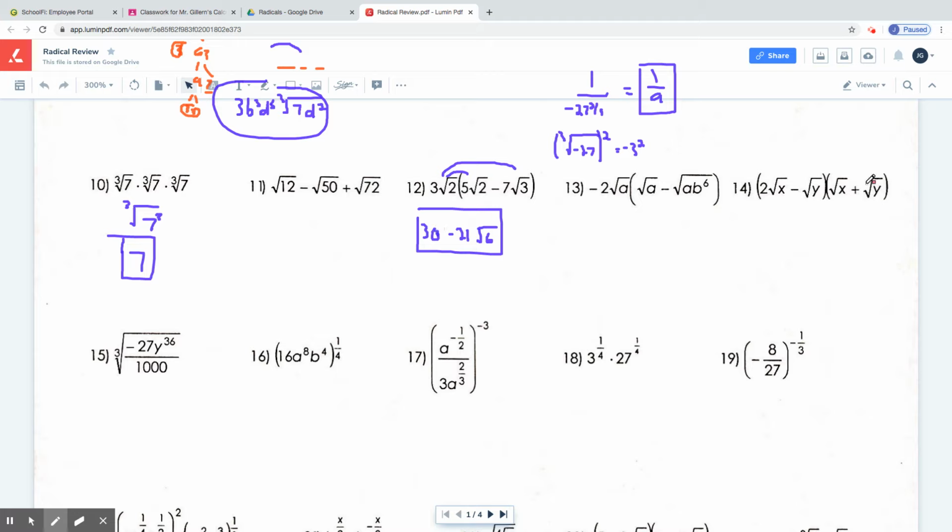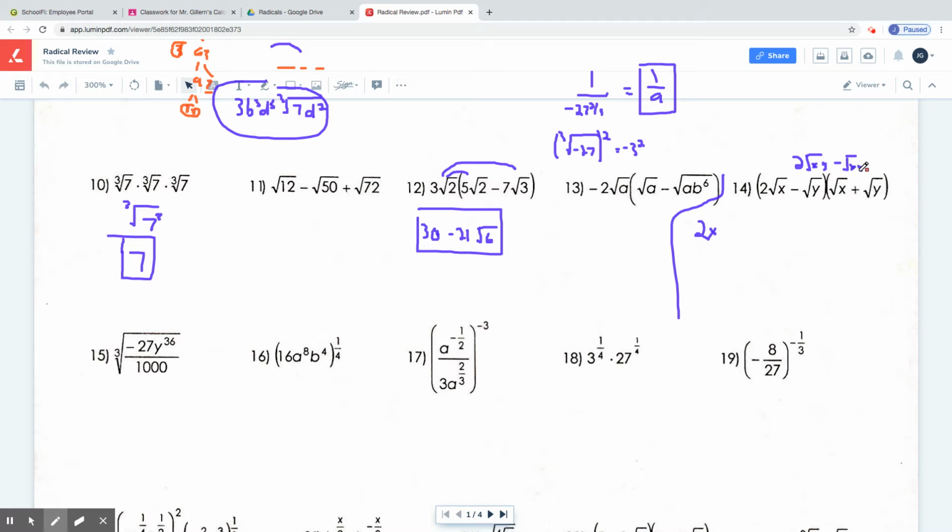All right, 14. These look like they're almost conjugates, but they're not because there's a 2 here. So you've got to FOIL this all out. So 2 root x times root x is 2x. All right. 2 root x times root y, that is 2 root xy, right? And then negative root y times x is negative x root xy.